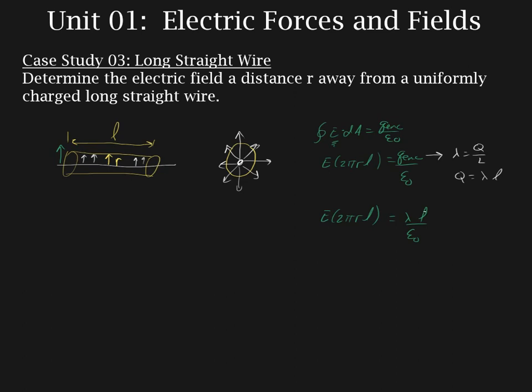And we're going to cancel out the L, and that's going to leave us with E is equal to lambda over 2 pi epsilon naught times R. And it is just that simple to use Gauss's law.